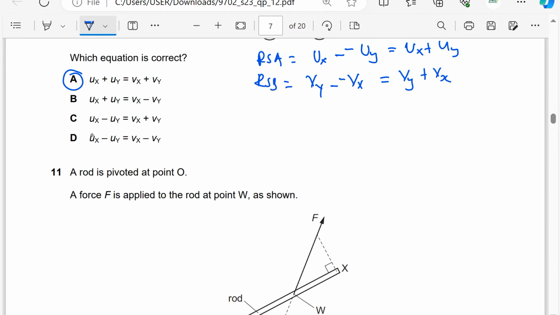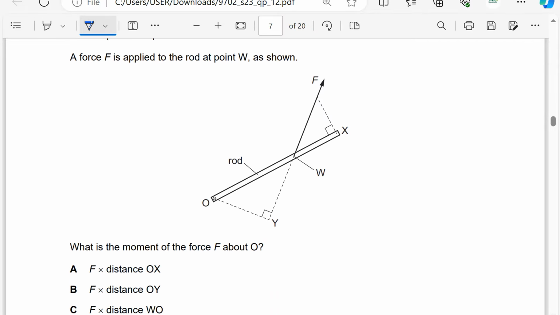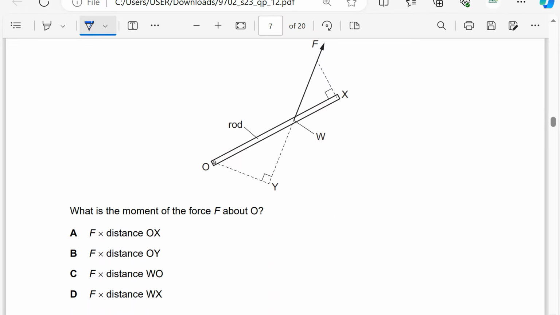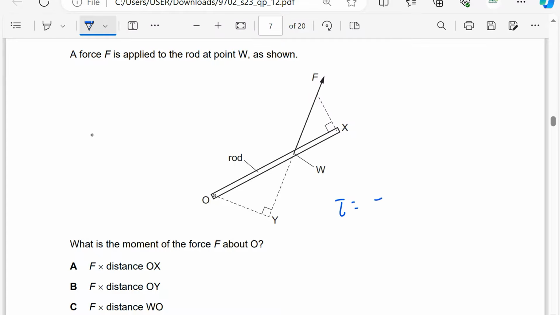A rod is pivoted at point O. A force F is applied to the rod at point W as shown. What is the moment of the force F about O? Remember, moment is the product of force times the perpendicular distance.